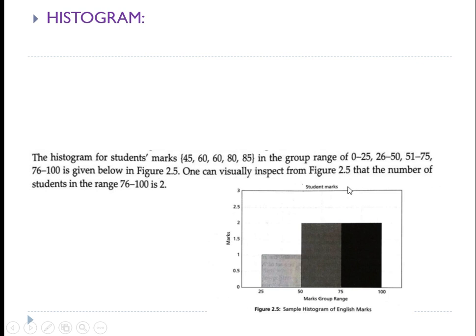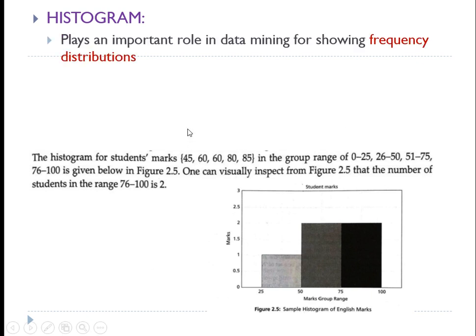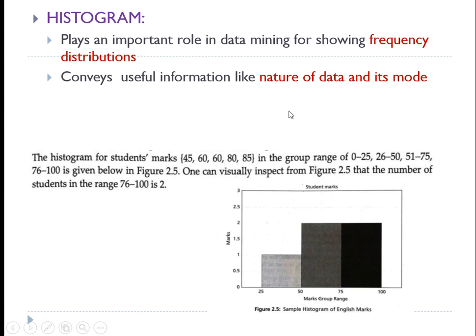The third and most important way of plotting, which we use not only for univariate but also for bivariate, is a histogram, right? Histogram is a very important concept in data mining, especially for showing frequency distribution. We will be talking about histogram equalization and many other concepts in later sessions. Histogram is a very good way of representing the nature of the data, the mode of the data, the frequency distribution, and it will also give the peak of the data set.